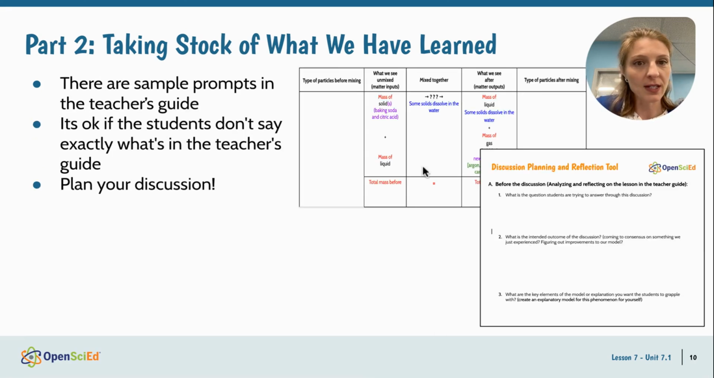Here pictured, you can see what it will look like once it is updated with everything that we've learned from lessons 2 through 5. There are sample prompts in the teacher's guide to help you get the students to document this thinking. Remember, it's okay if the students don't say exactly what's in the teacher's guide. And something that I would recommend is to, at this point, use the discussion planning tool, which is located in the teacher handbook. This tool has come in handy for me as sometimes I need to plan those back pocket questions to help my students get to these answers faster.